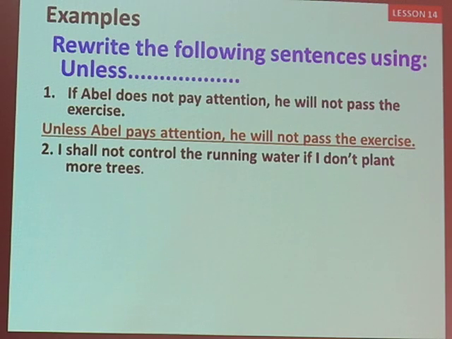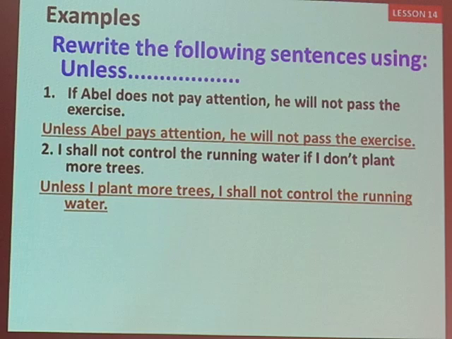If I don't do that, if I don't plant more trees, I shall not control the running water. Meaning, when I use unless at the beginning of that sentence, I will get the last clause in our construction and bring it after unless. So where there is if, the part of the sentence following if is the one that will follow unless. So there, remember, if must not appear in our answer, and then not. So we shall have the answer as, unless I plant more trees, I shall not control the running water.